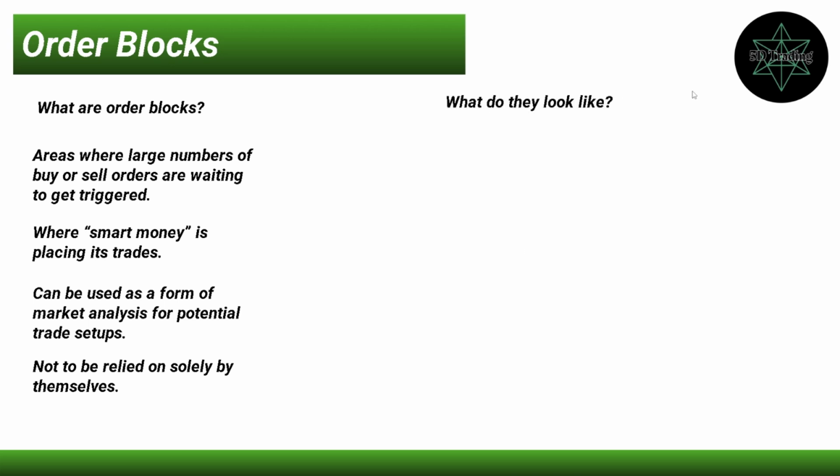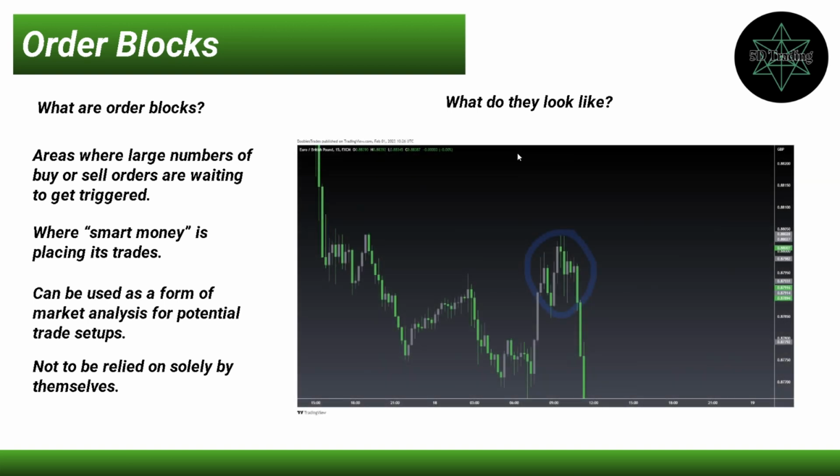So, what do they look like? In short, it's an area where there's a lot of buy or sell orders waiting to be triggered. And us as smart money traders, we attempt to get trades in and around these areas to trade alongside the bank's moves. So this is what they look like. We've got an example on the screen now.